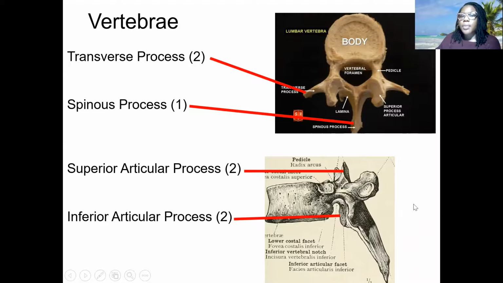Other features that are found in all vertebrae are the paired transverse processes. So the transverse processes are projections on either side, lateral projections. They're going to be important for attaching muscles as well as ligaments that stabilize the entire structure.